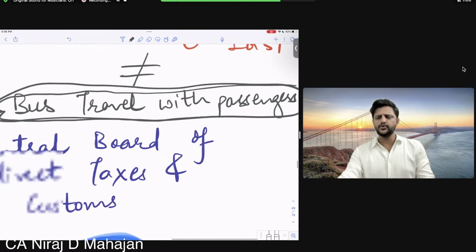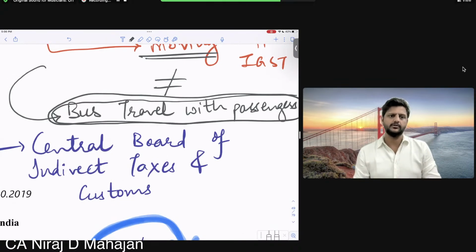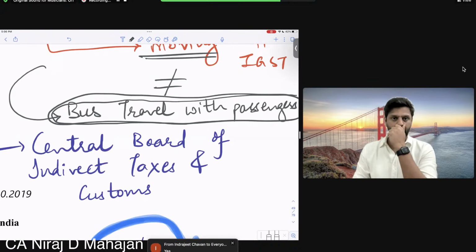Why? Because you provided bus service. You provided service of transportation. Is there a difference or no? So when you provided service of transportation, on that GST is applicable. You did not sell them the bus, na bachcho.